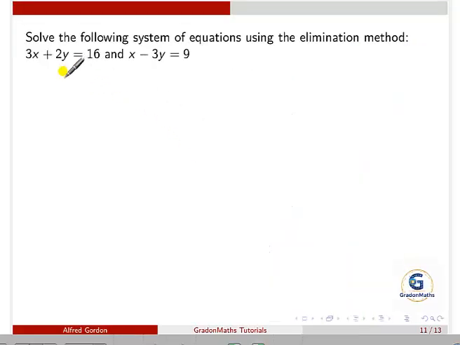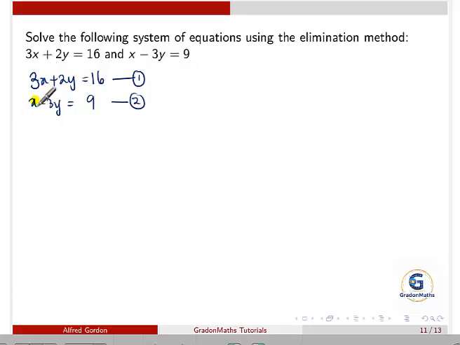Okay, now in this example, we have 3x plus 2y is equal to 16. It's arranged already. We have this as equation 1. And we have x minus 3y is equal to 9, this as our equation 2. So similarly here, you could find that the coefficients of each of the variables here are not the same.